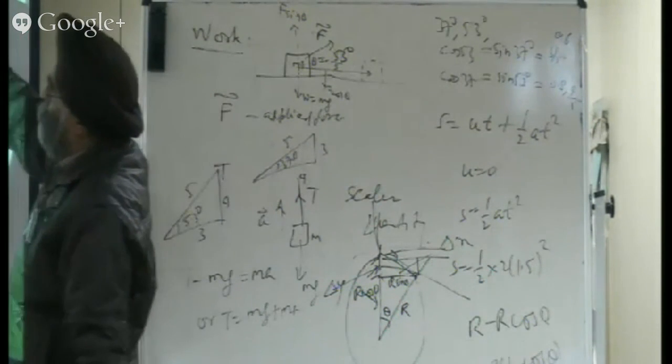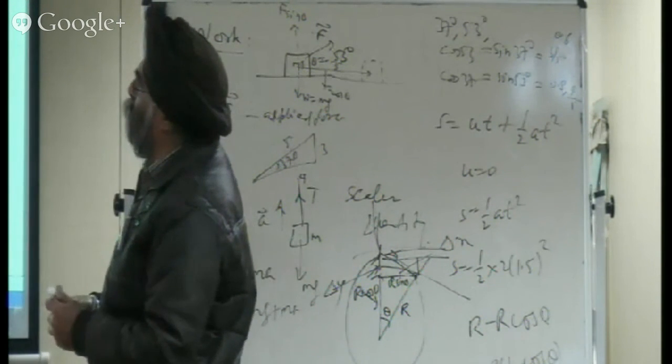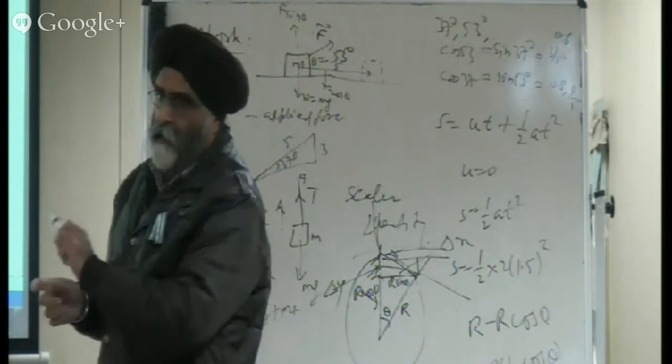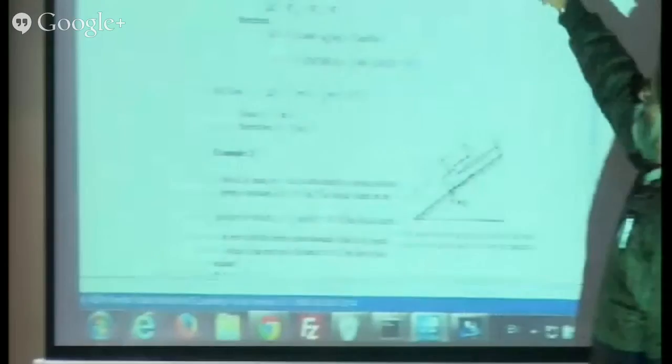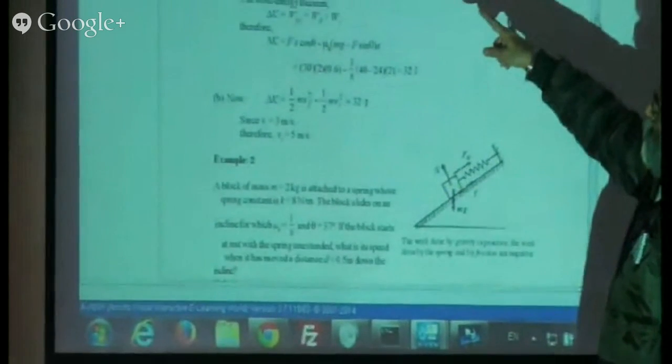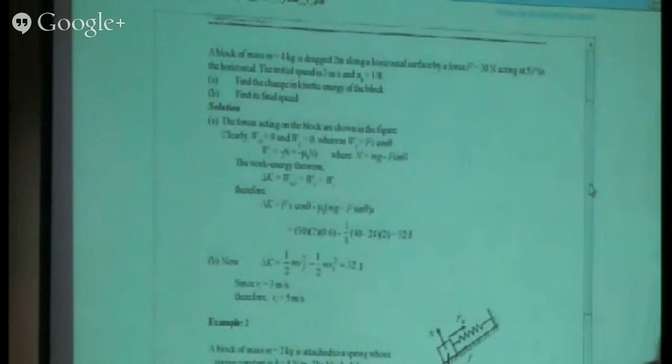We were at the previous case. There is a block of mass 4 kg dragged 2 meter along the horizontal surface. So S is along the x-axis and the force 30 Newton acts at 53 degree. The initial speed is 3 meter per second and the kinetic frictional coefficient, because things are under motion, mu k is equal to 1 by 8. Find the change in the kinetic energy of the block, and find its final speed.